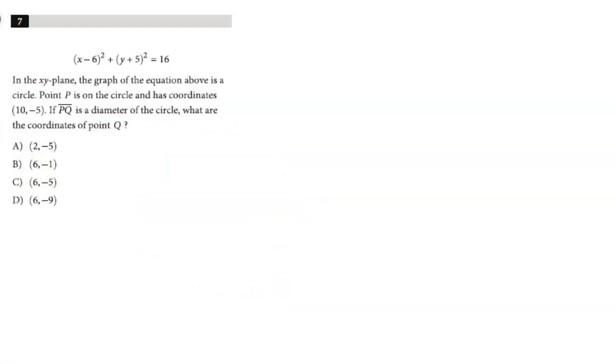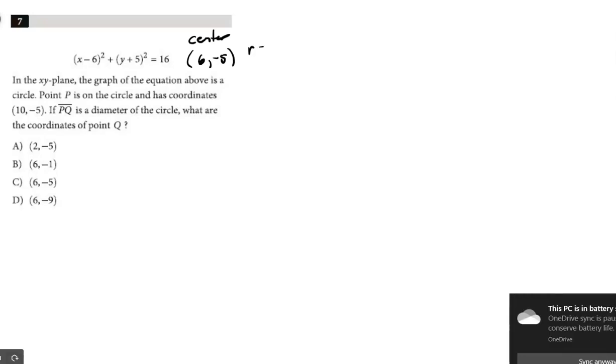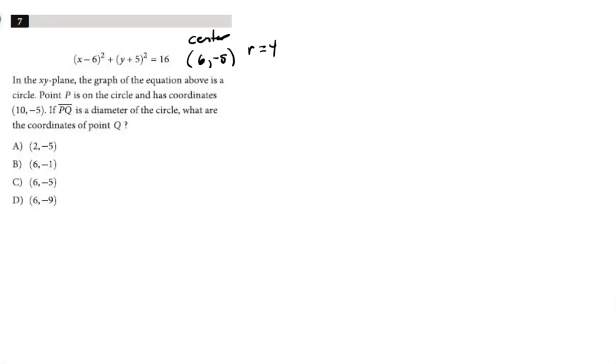Number 7, we have the equation of a circle. Let's just sift out what we need from that. We know that the center is +6, -5. We also know that the radius is 4. And let's see. And it says point P is on the circle, has coordinates of 10, -5. PQ is the diameter. What's Q? Well, let's sketch this sucker.